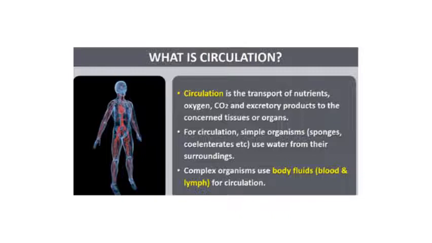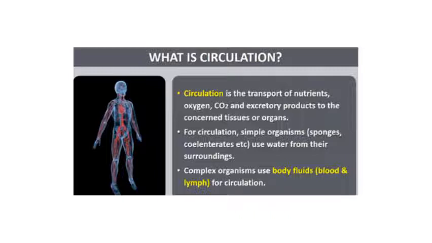Circulation can be defined as the transport of nutrients, oxygen, carbon dioxide and excretory product to the concerned tissues or organs. It is basically the movement of substances to different parts. So it will be different in different organisms. The mode of circulation will vary.